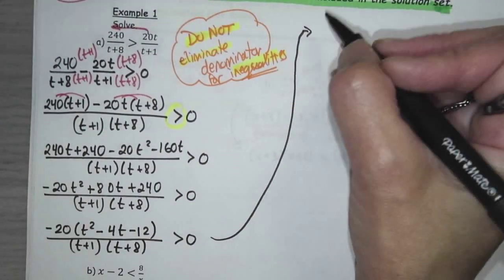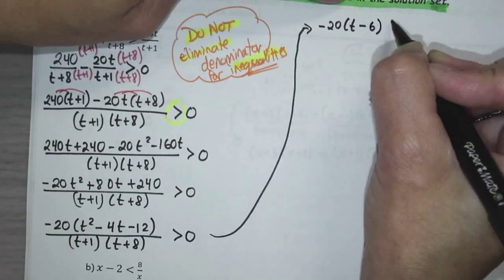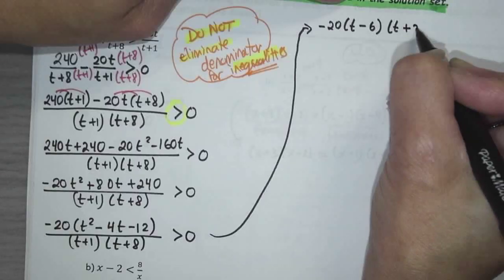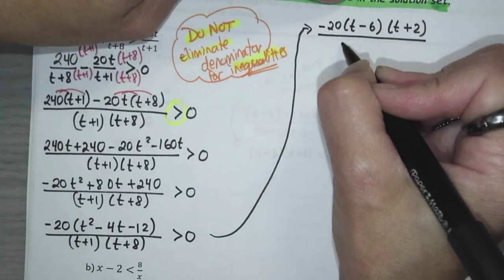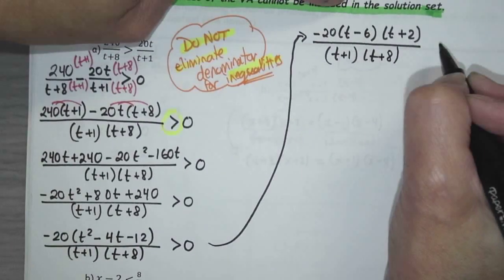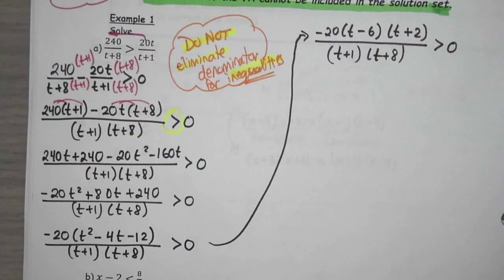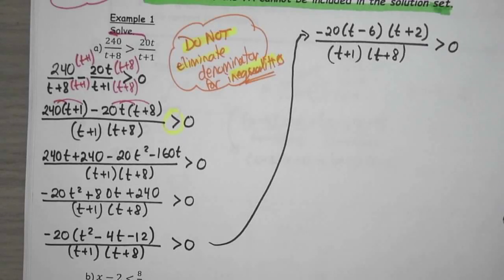So one more time, I'm going to factor it. Negative 20. I get t minus 6. And t plus 2, all over t plus 1 and t plus 8. And that's greater than 0. Is that okay? Yes? Can't you get rid of that 8 part? No. Very good question, and I'm going to explain that right now.